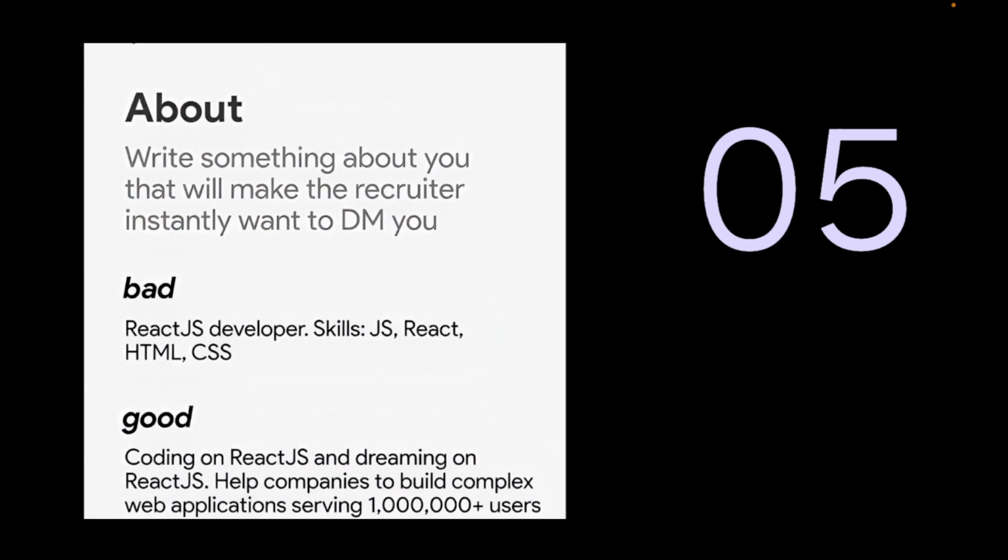Right? You see, the first one said JS developer skills, React JS developer skills, JS, React, HTML, CSS. But don't write your profile like that. Don't do things like that. But let's look at the second one: coding on React.js, dreaming on React.js. How can somebody be coding and also dreaming? It means it's very serious, like a do or die thing. It's dedicated to his craft, right? Help companies build complex web applications serving 1 million users.